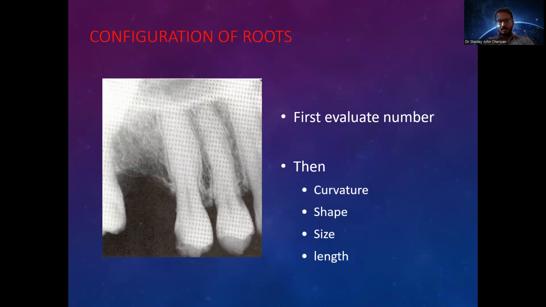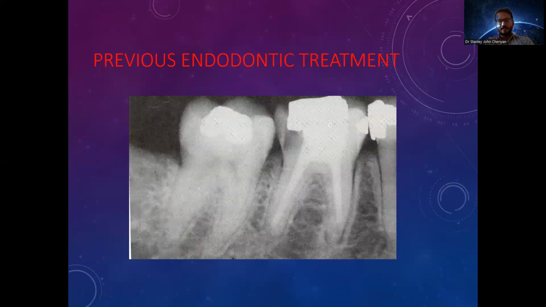Also see the size and shape of the tooth. If it is a bulky root, it will be difficult to extract. Look at the number of roots, curvature, shape, length, and size of the root. If the root is previously endo-treated, the tooth can be brittle, so there is a chance for fracture during extraction. The patient should be notified about that also.